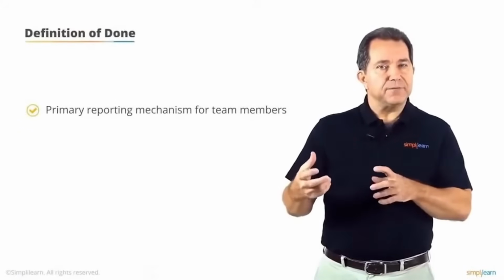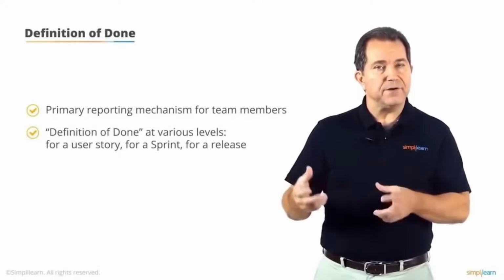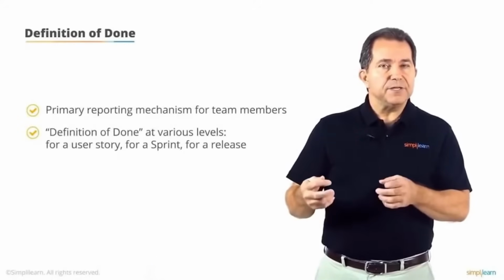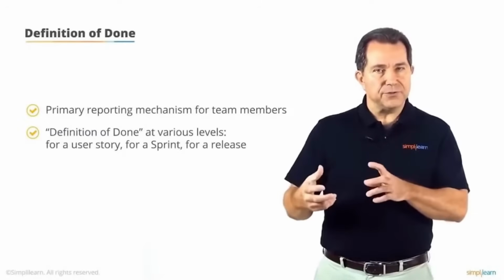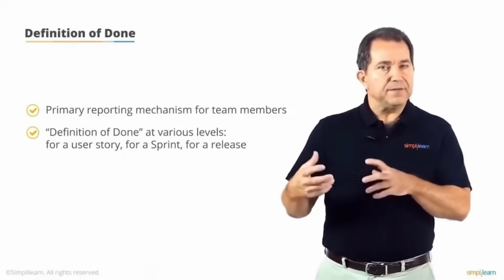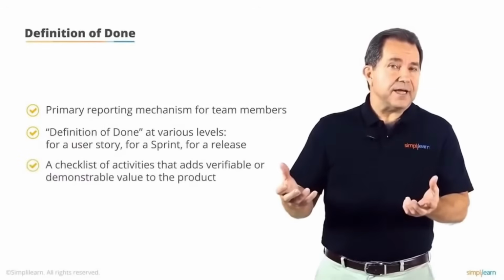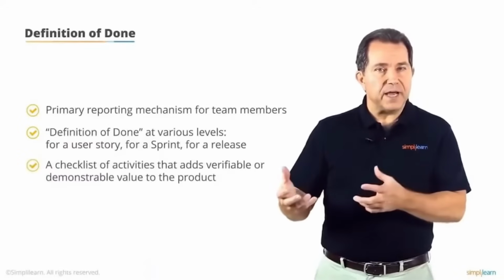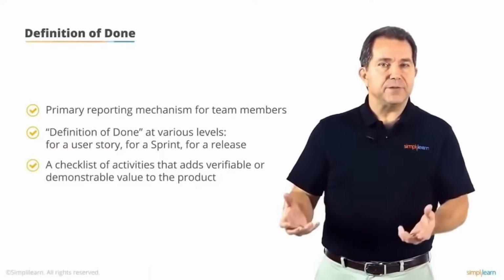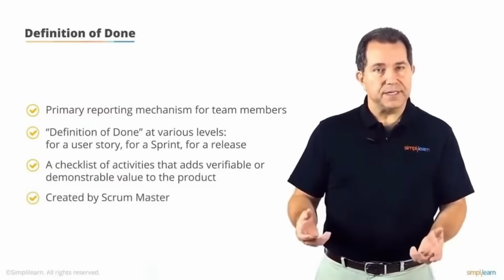The definition of done is an important artifact for a Scrum team. It is the primary reporting mechanism for team members, and there may be a different definition of done at various levels. Definition of done for a feature or user story, the definition of done for a sprint, and the definition of done for a release. It's really just a checklist of activities that add verifiable and demonstrable value to the product. It's created by the Scrum Master in consultation with the team.